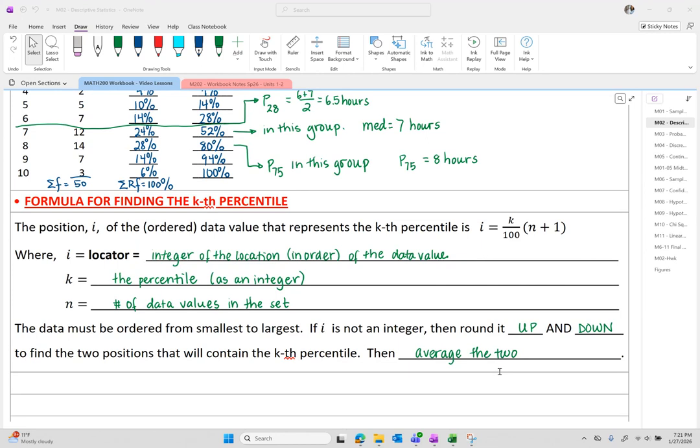k is the percentile that they are asking you to find. It has to be written as an integer so that when you divide it by 100, it becomes the correct decimal. And n is the number of data values in the set. Now, the data must be ordered, like we said, and if i is not an integer, then you're going to round it up and down and find the two positions that contain the kth percentile and average the two.